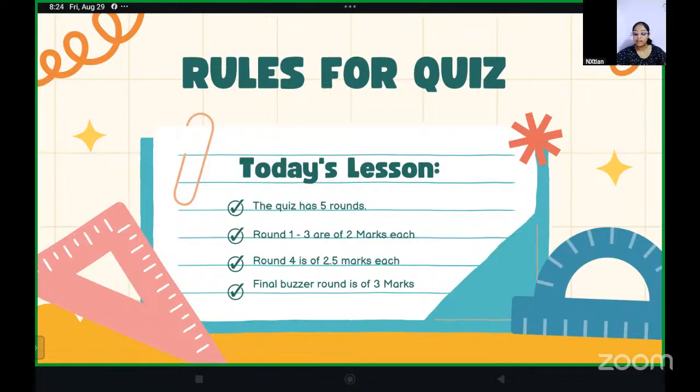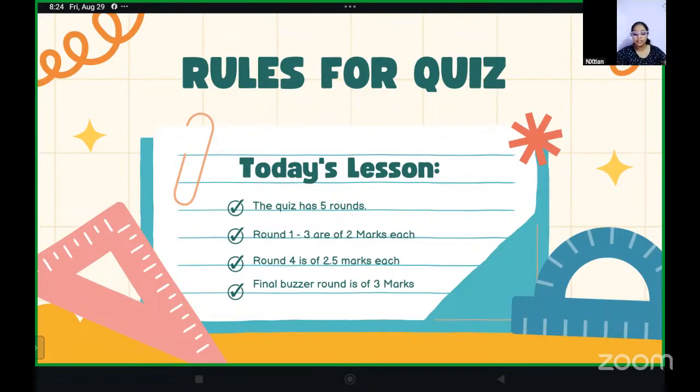The last round is the final buzzer question. One question is there in the last round, of 3 marks. One of you will answer it, and the person with the highest score will win. In the final buzzer round, only one person will get the chance to answer. Whoever raises their hand first will get the chance, and it is worth 3 marks.